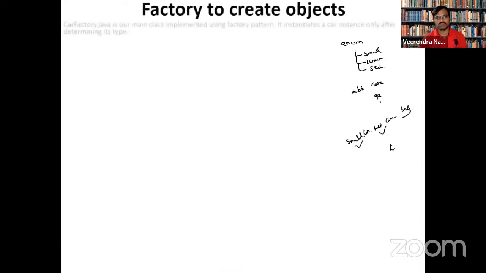So what is the factory pattern? Factory pattern is nothing but creating similar features. Similar features here means car is the common point, but they are different styles of cars. So that is the point here. Slowly we will move on.